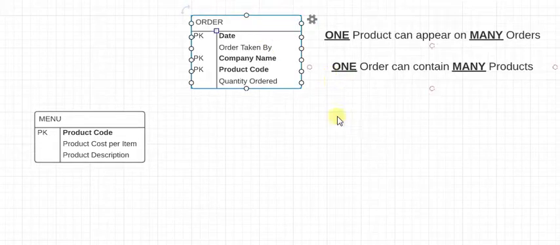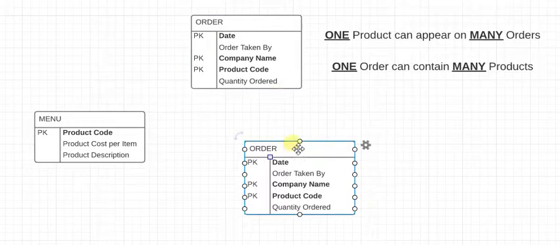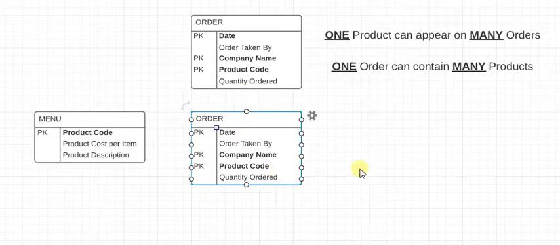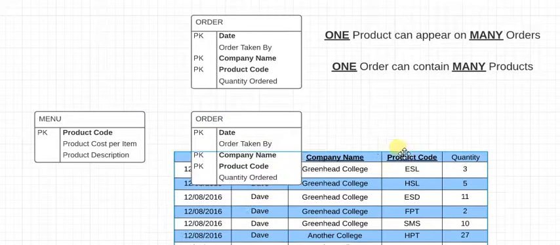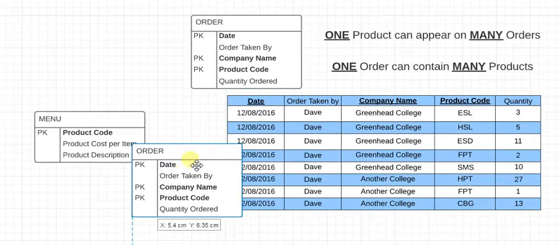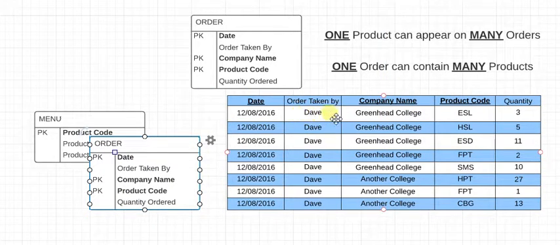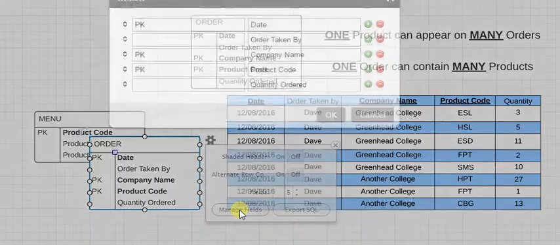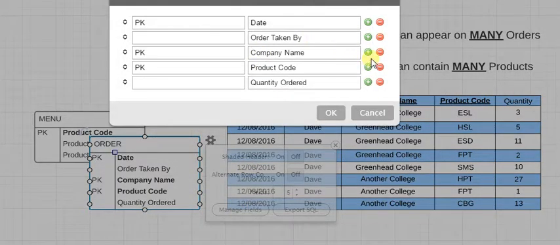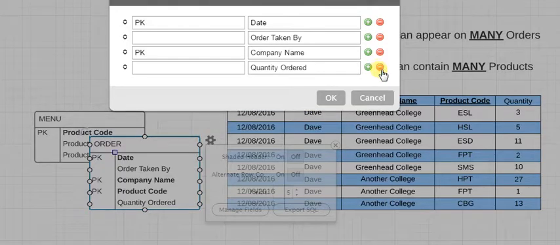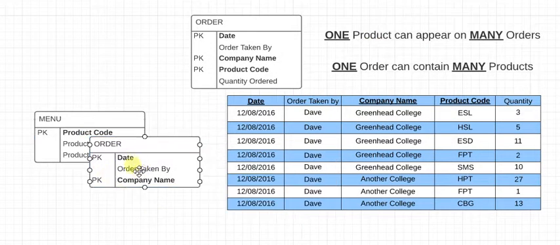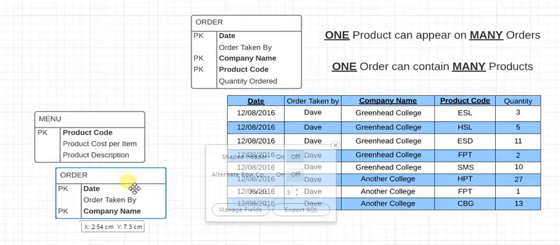And what do we need to take out of order? So if I copy that, so here's the order. If you look at the table here, what don't I want in here? So for the order, all I need is the date, the order taken by, and the company name. All these bits are the ordered items. Okay, so I want to take out the product code and the quantity ordered, and leave that over here. Okay, so that's what I want in there.